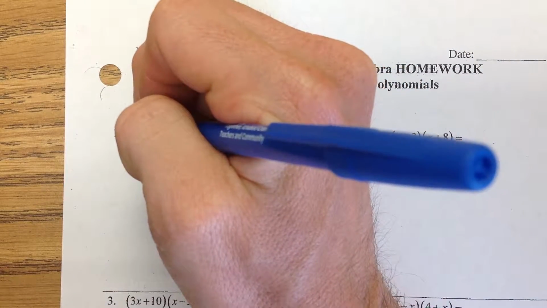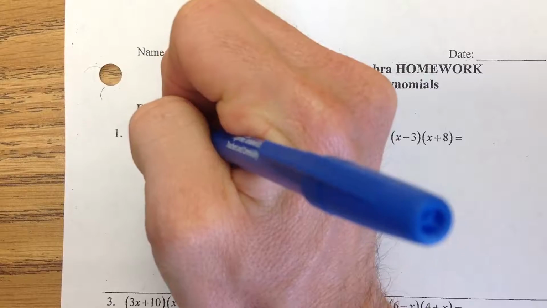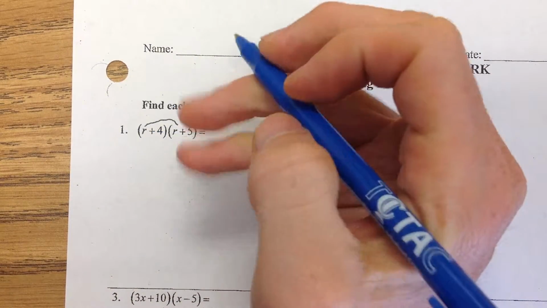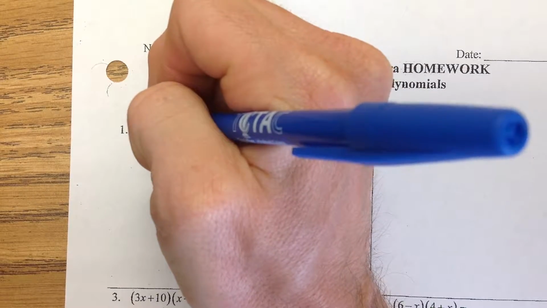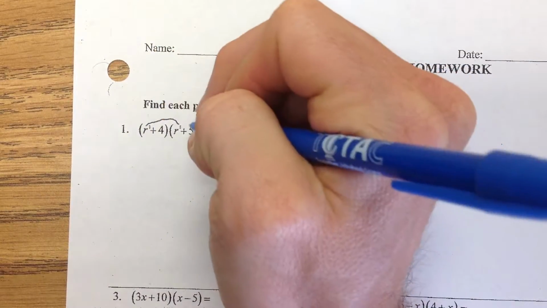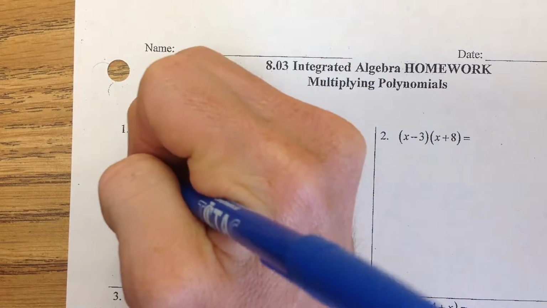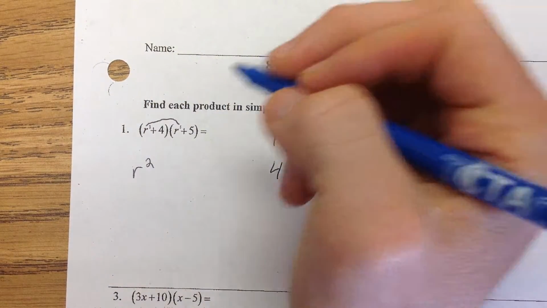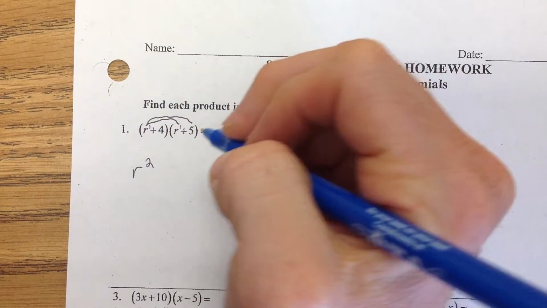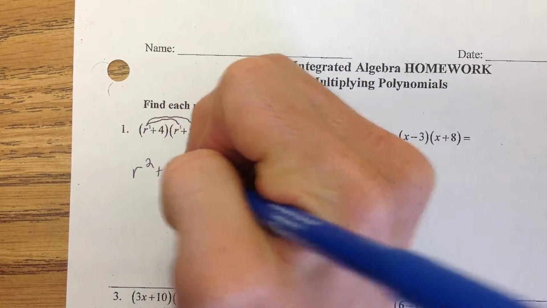All right? So I like to use the arcs as my checklist. The first thing I'm doing is r times r. Remember, when we multiply letters, we're adding the exponents. So that's really an r to the first times r to the first, which gives us r squared. Next, I'm going to do r times 5 and get 5r.